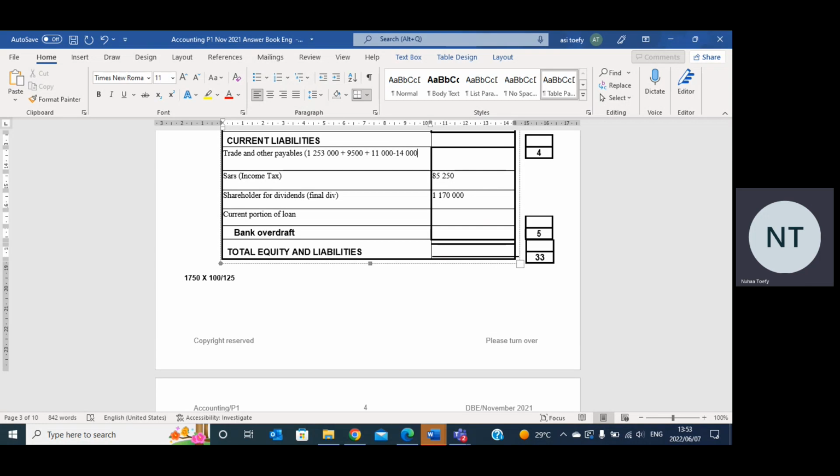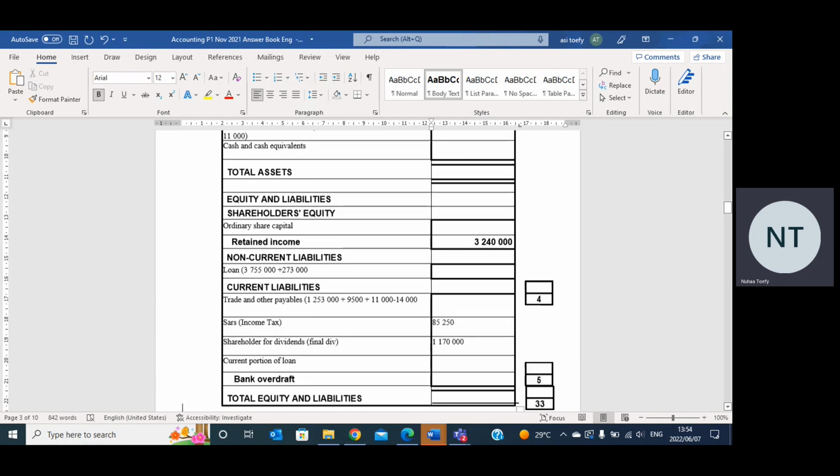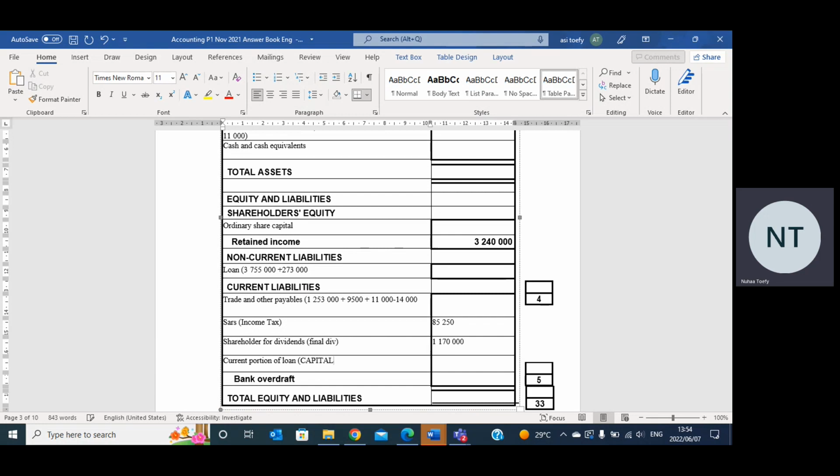Right, why did they give you all of this information? All you needed to know is when you do the current portion of the loan, it must only be the capital repayment, not the interest. The interest we only add at the end of the year.